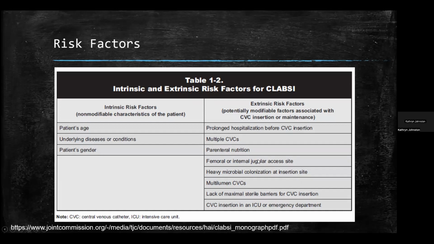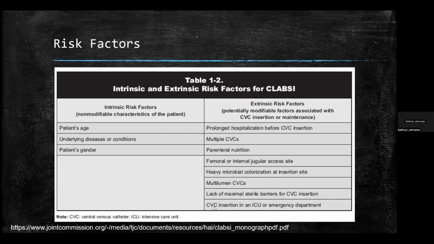And so it's important to know that when you insert central venous catheters, you would want to insert them in the subclavian if at all possible. And then during the insertion process, we've come to realize that it's important to use maximal sterile barriers during that insertion procedure. So it's almost like dressing up like you were going to be in an operating theater for the insertion of a central line.